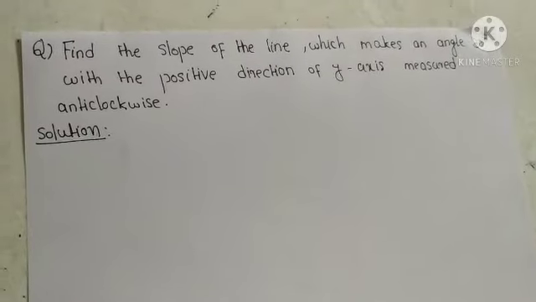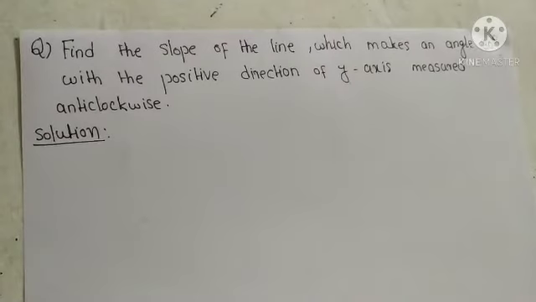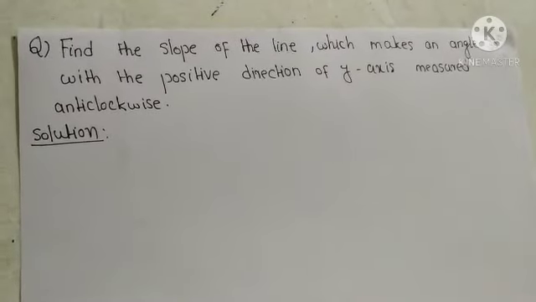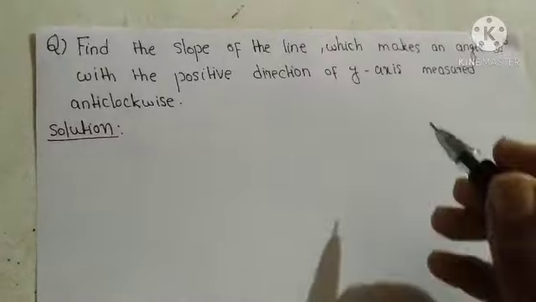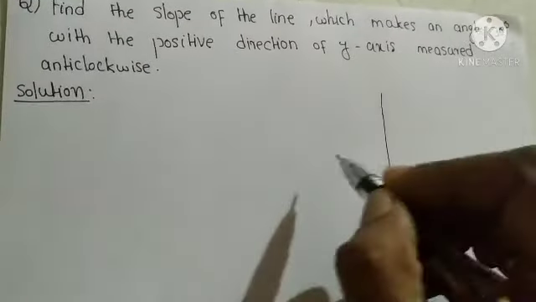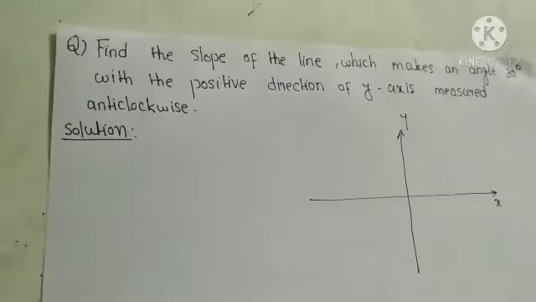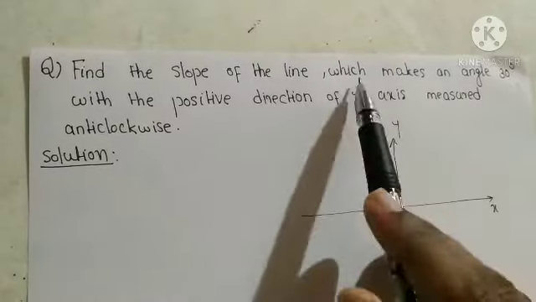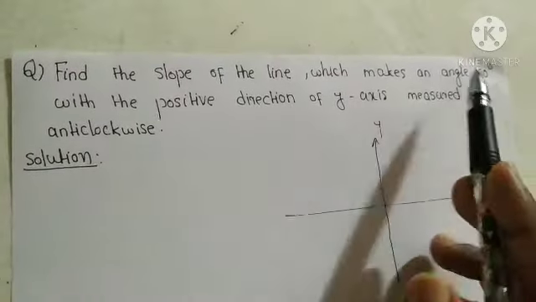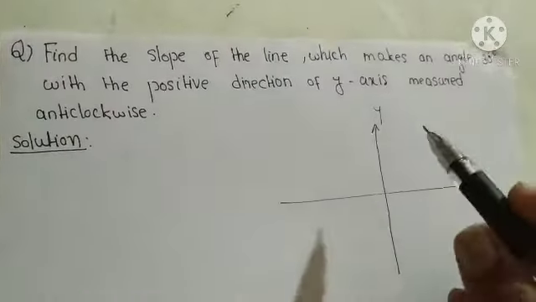This is our next question. Find the slope of the line which makes an angle 30 degree with the positive direction of y-axis measured anti-clockwise. Okay, so first of all I am going to draw our two axes. This is our x-axis and this is our y-axis. Given that the line makes an angle 30 degree with the positive direction of y-axis measured anti-clockwise.